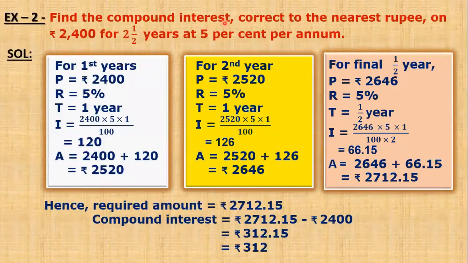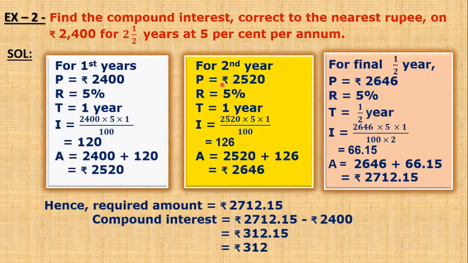Find the compound interest correct to the nearest rupee on rupees 2,400 for 2.5 years at 5% per annum. For first year, principal is rupees 2,400, rate 5%, time 1 year. So interest PRT upon 100, that is rupees 120. So amount is equal to rupees 2400 plus 120, that is rupees 2520, which will become principal for the second year.